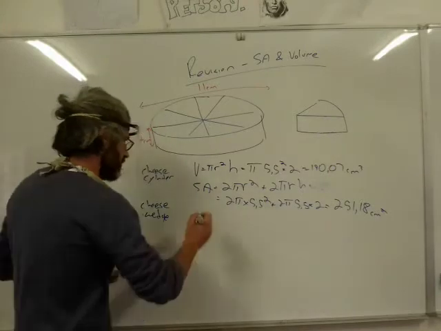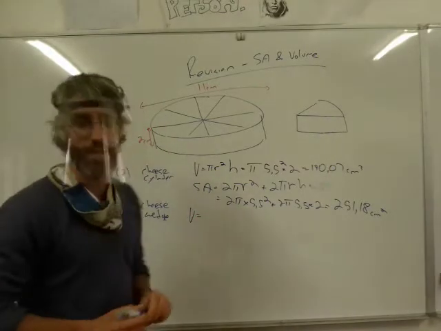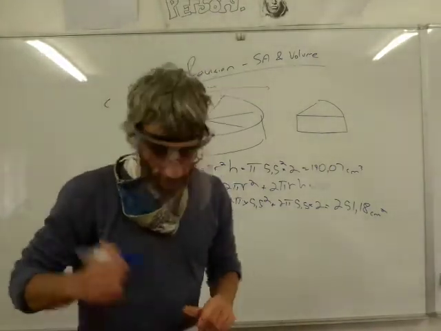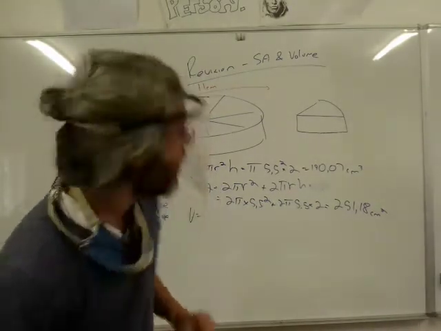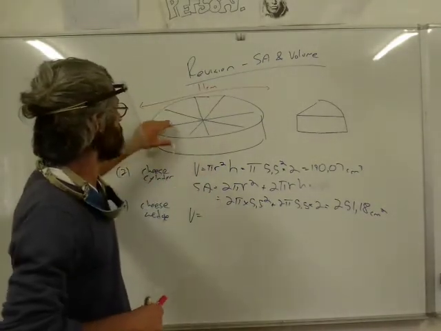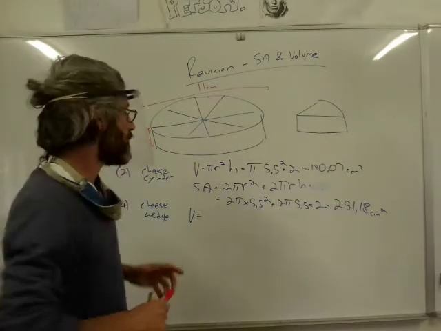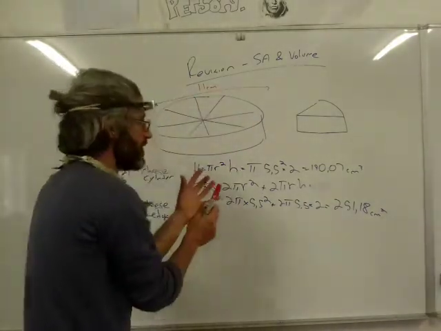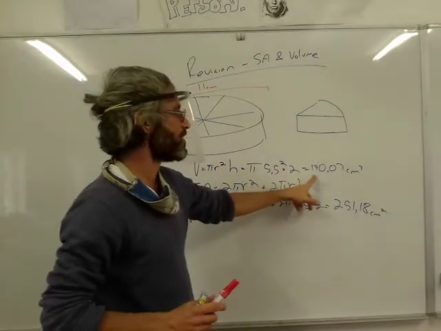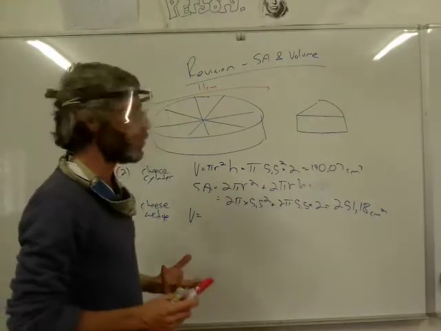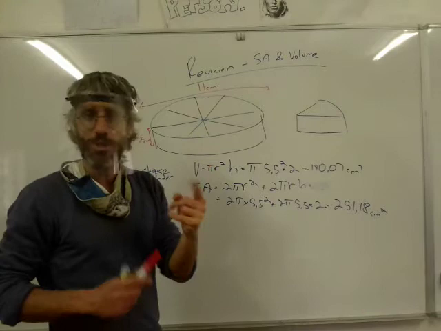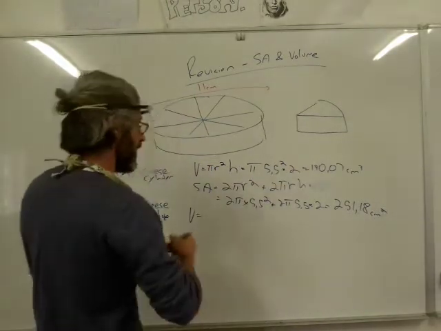The first one, the volume, is not easy, but it's easier. Now think about it. We need to see how many wedges are inside the cheese cylinder. 1, 2, 3, 4, 5, 6, 7. It's like a pizza. So if the whole volume of the whole cheese cylinder is 190.07, what will be the volume of one wedge? Correct. We just need to divide by 8.